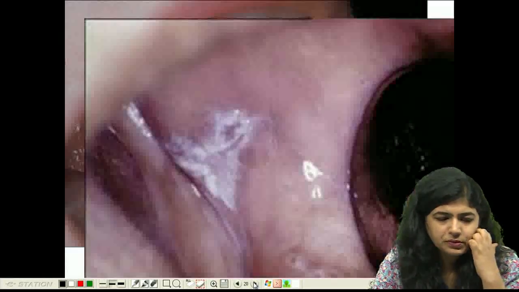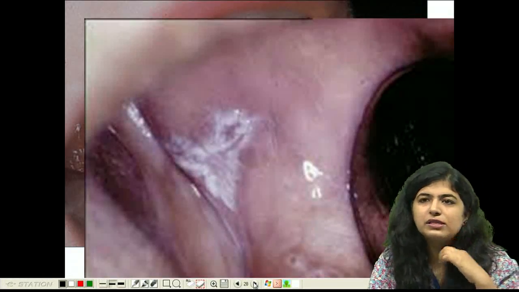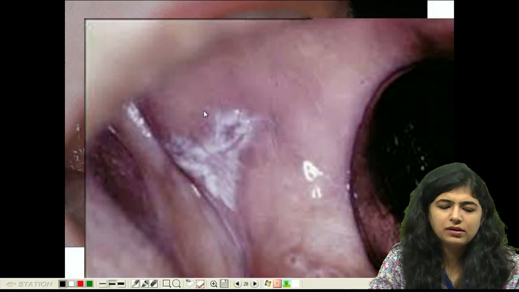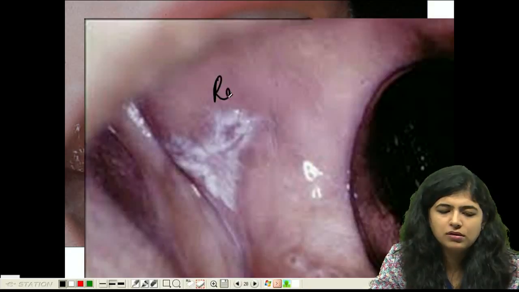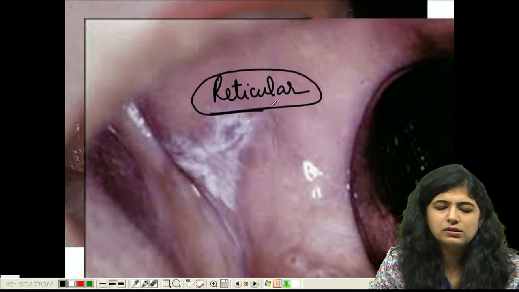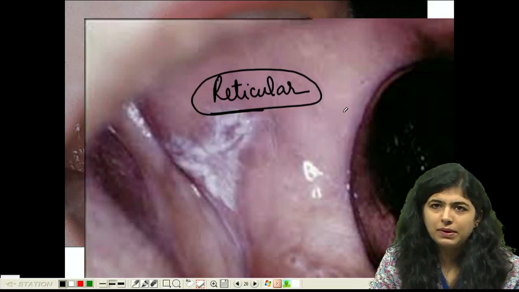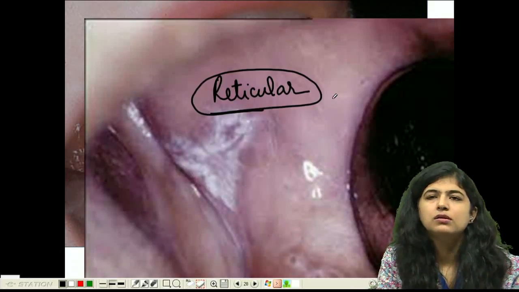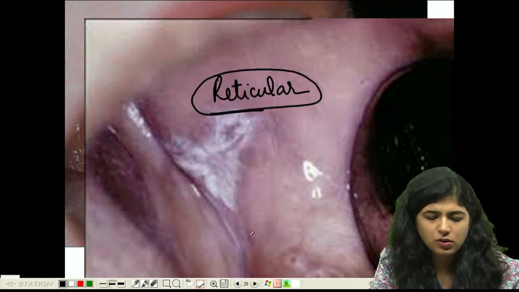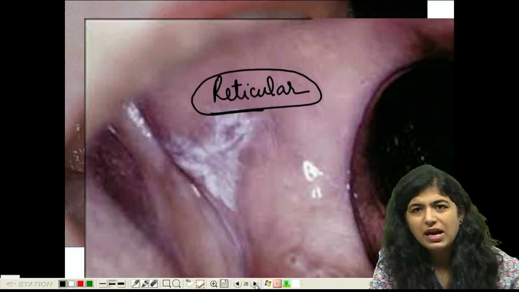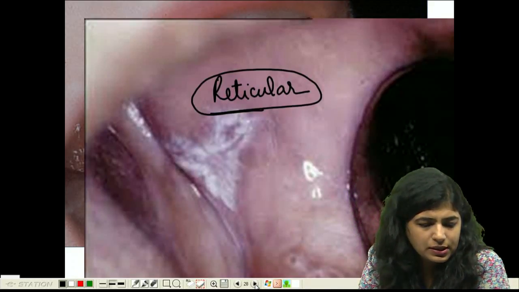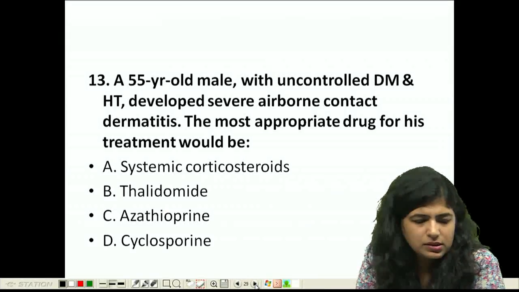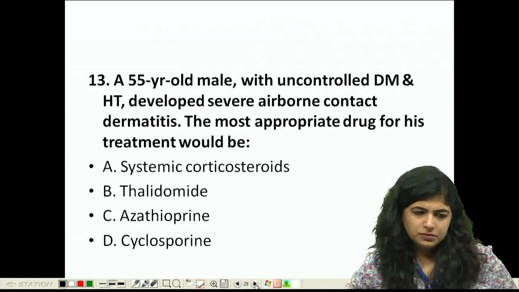Good. See, this is how I was telling you the lacy or the reticular pattern. This is how the typical reticular pattern is. That is why I've put this image, to tell you that this is the reticular pattern. Clear to all? Good. We have another question coming on OLP, so I'm going to discuss the clinical features there. This is the next one.